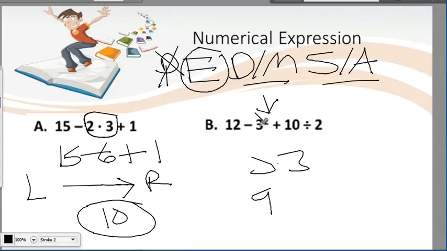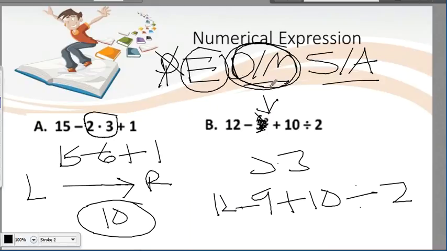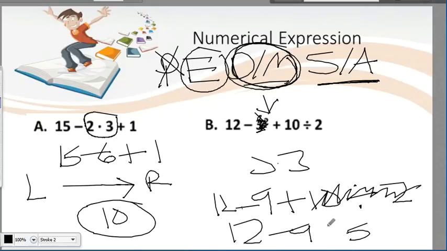Okay, so now we just took care of this. So then we have 12 minus 9 plus 10 divided by 2. The next thing that we do is all of our multiplications and divisions, okay? We do all of those before we do our additions and subtractions. So because we have a division right here, 10 divided by 2 is 5. We're going to take care of that next. So now we have 12 minus 9 plus 5.